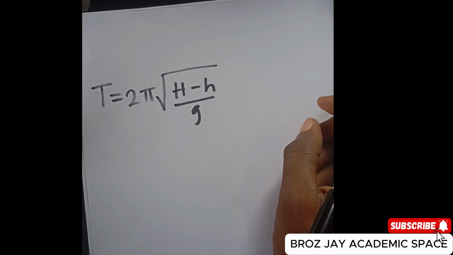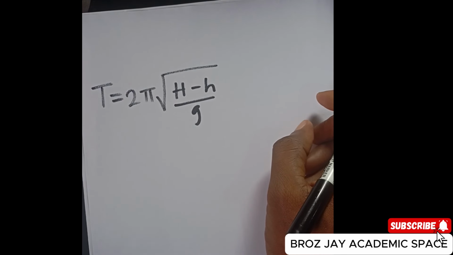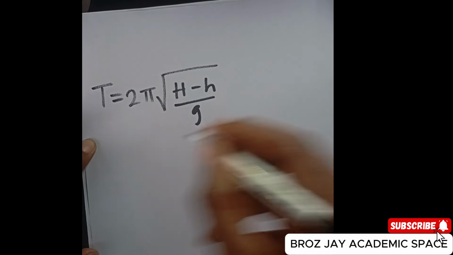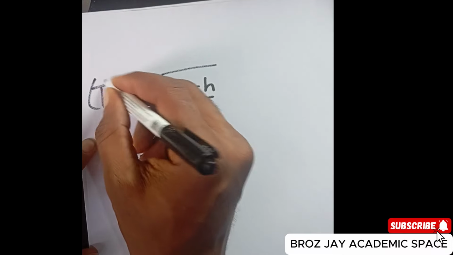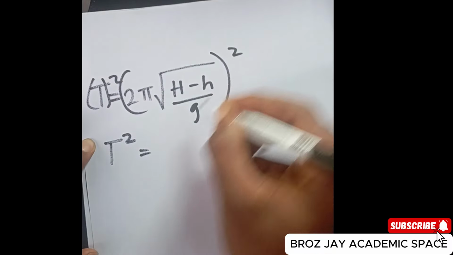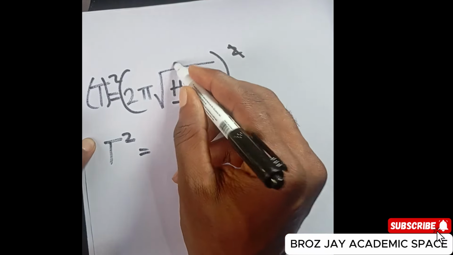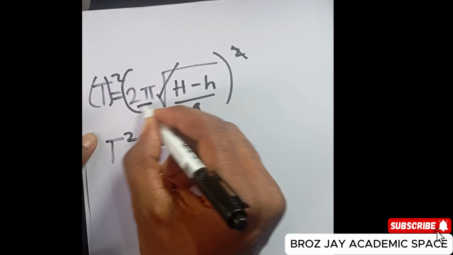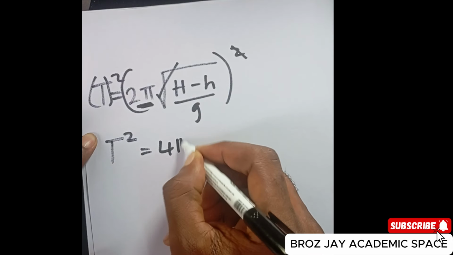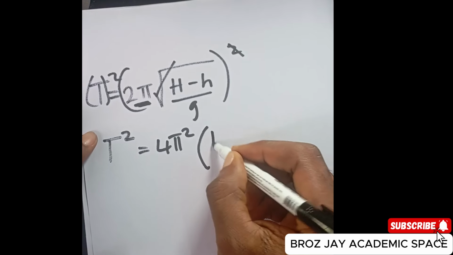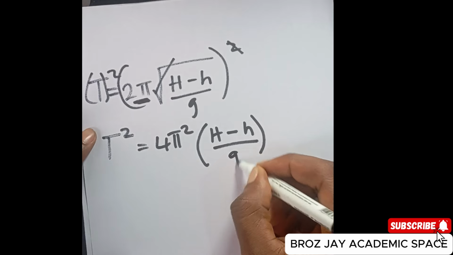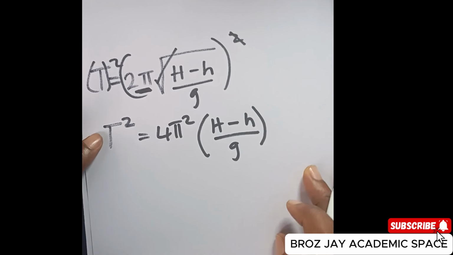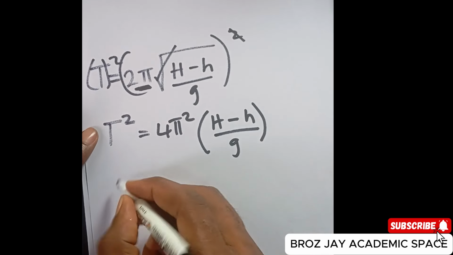So how do we make this linear? Remember, you're plotting a graph of t square against h. So you make t square the subject of the formula. So t square is equal to, we square both sides. The square will cancel this square root, but it will affect this 2. So we have 4 pi square, bracket open, capital H minus small letter h, bracket close, all over g.